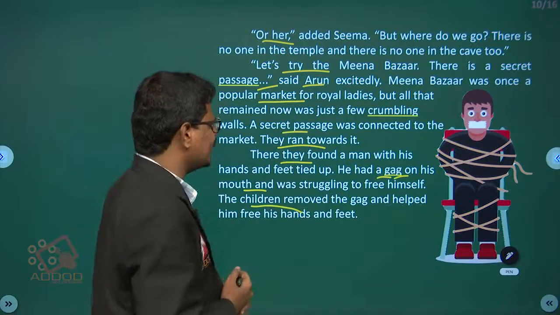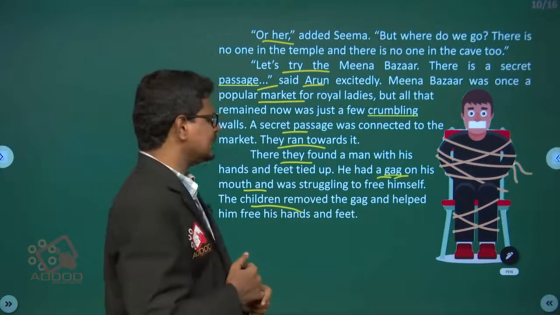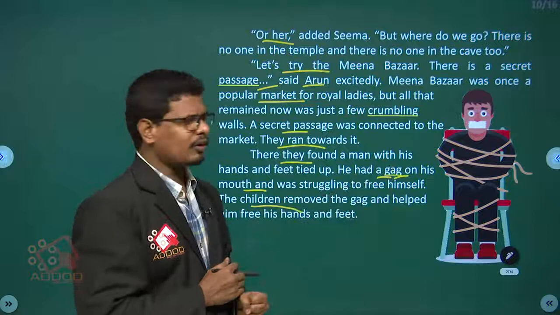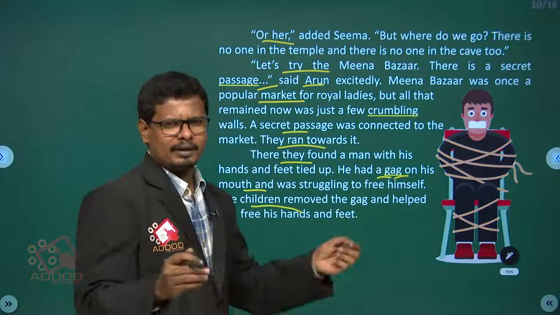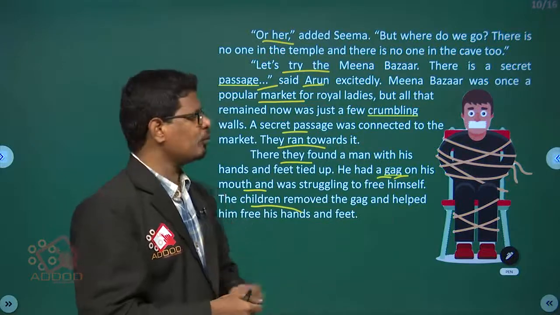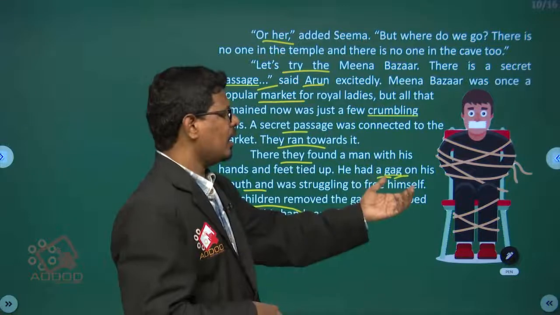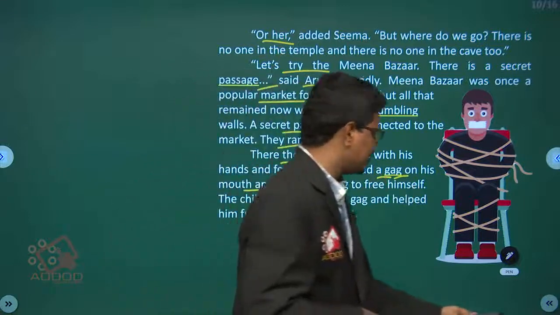The children removed the gag and helped him free his hands and feet. Immediately they pulled out the cloth and untied the rope. He immediately got up, and let us see how these people helped and how they came out of the Meena Bazaar.